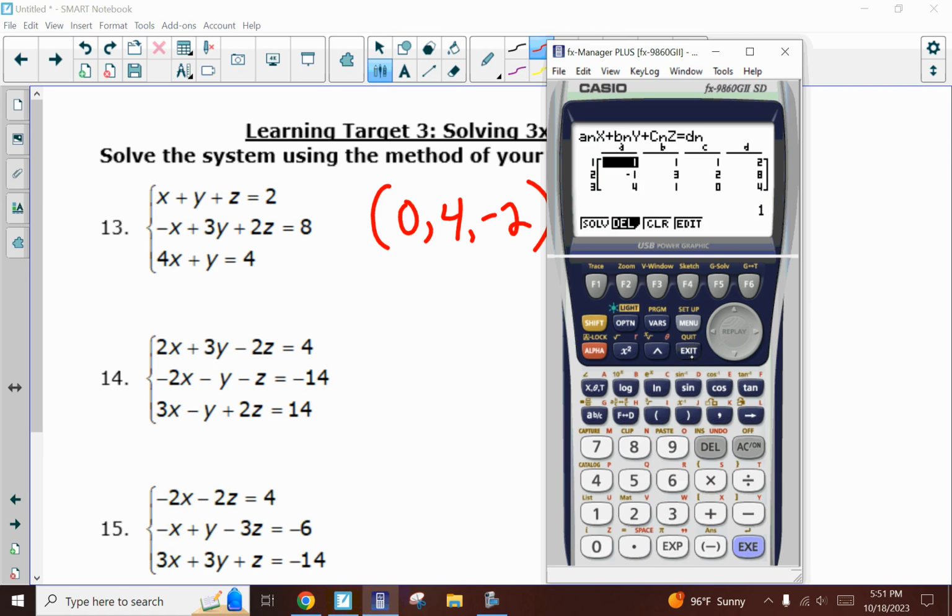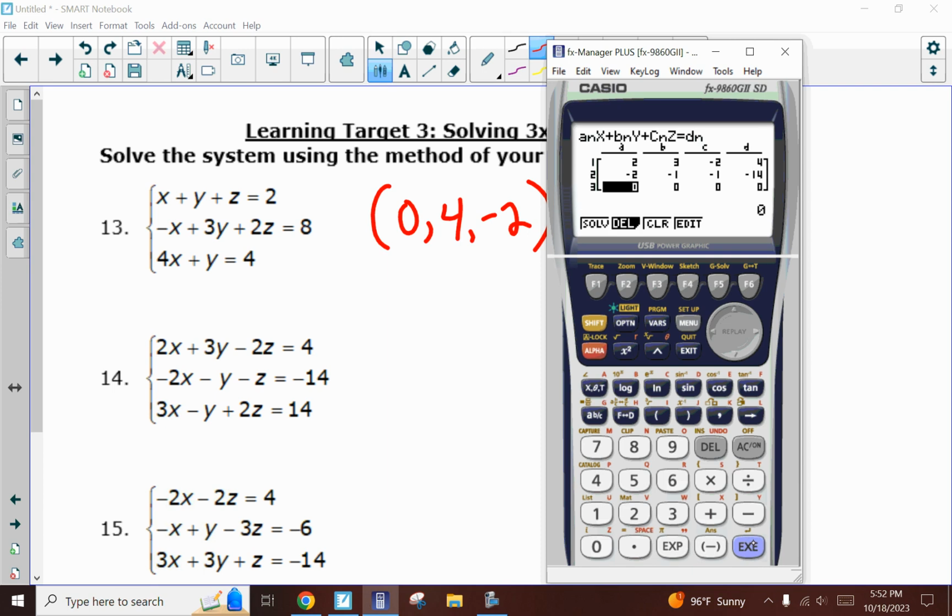So this section, I mean, you guys should get 100% on this section. So let's see, we're going to do it again. 2 in front of x, 3 in front of y, negative 2 in front of z, and then the answer is 4. And negative 2 in front of x, negative 1 in front of the y, negative 1 in front of the z, and then negative 14 is the answer.